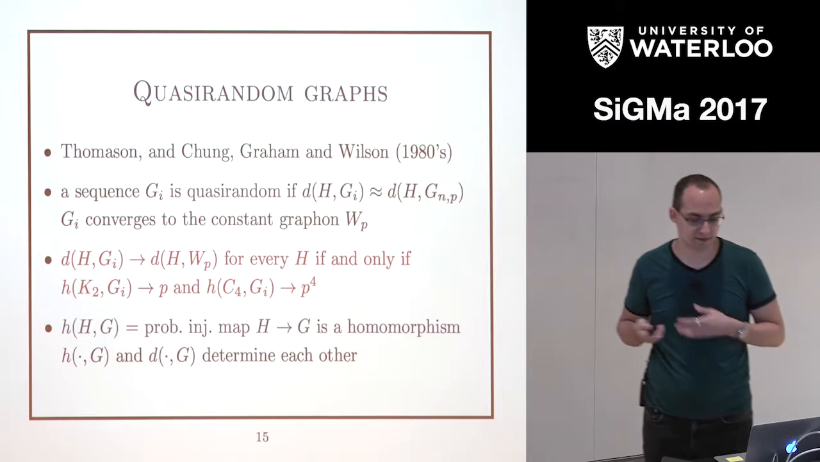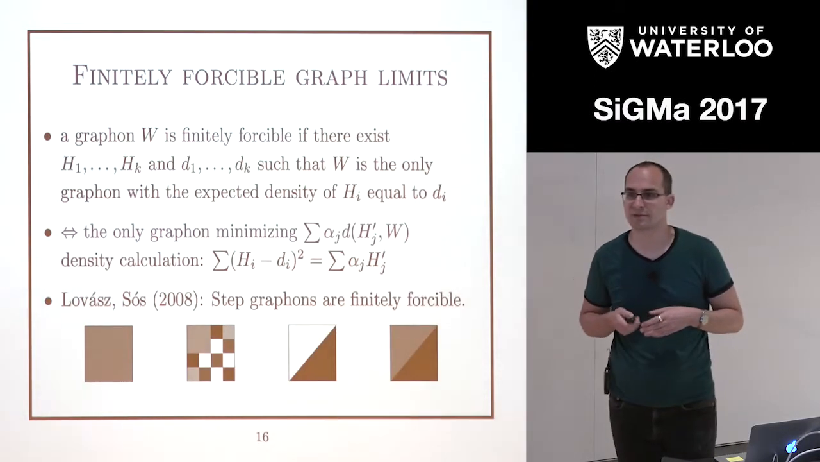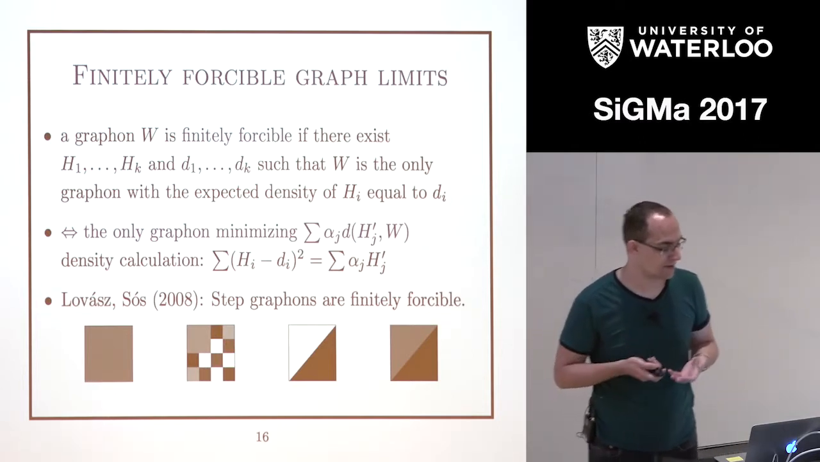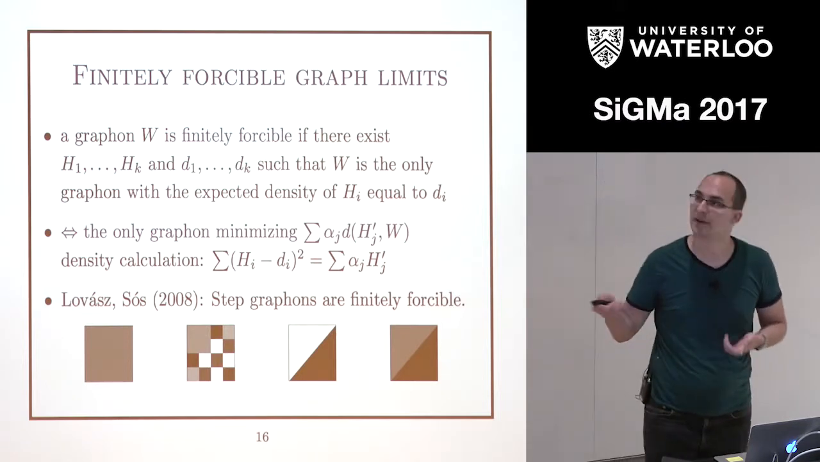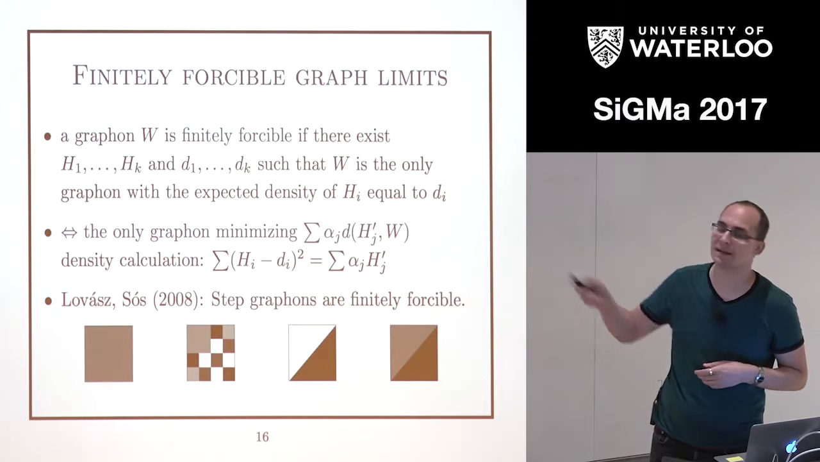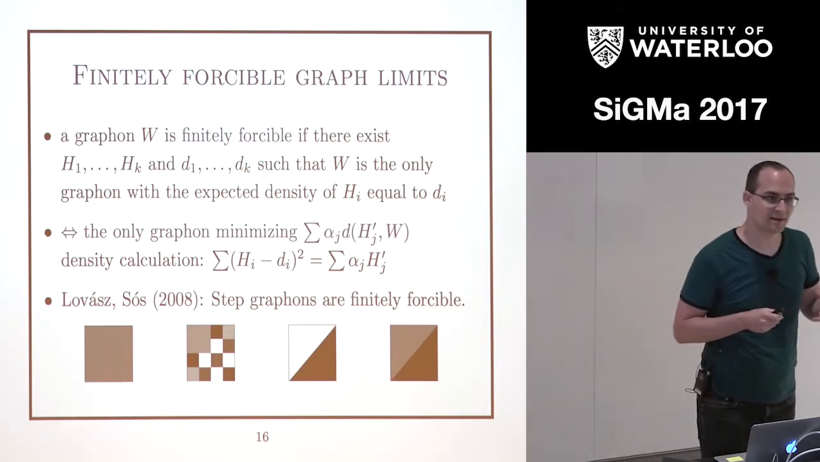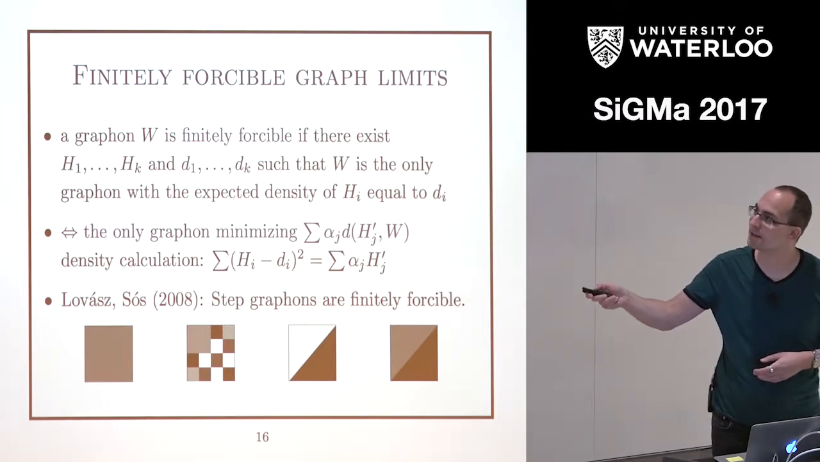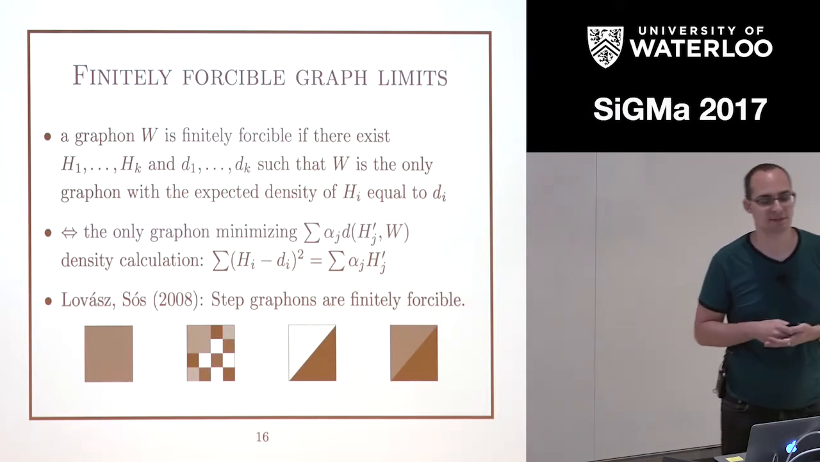And these graphons I want to talk a little bit more about, and they're called finitely forcible graph limits or finitely forcible graphons. So formally, a graphon is finitely forcible if there exist finitely many graphs whose densities uniquely determine this graphon. And I already gave one example. I mentioned this classical result on quasi-random graphs, which shows that the constant graphon is finitely forcible.